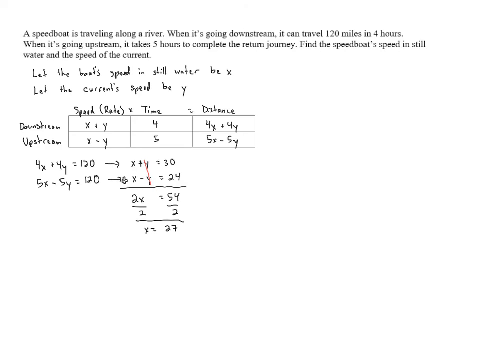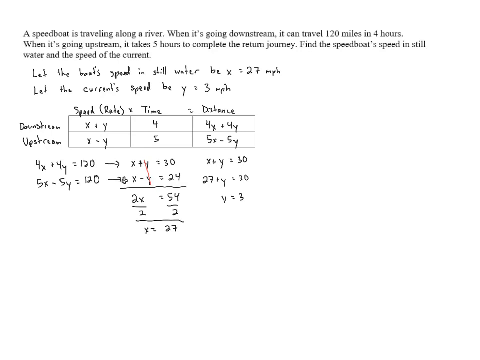Now to figure out y, we can substitute this into any of the equations we have already. I'm going to substitute it into x plus y equals 30. That gives us 27 plus y equals 30. And when we subtract 27 from both sides, we get y equals 3. So we go back to our let statements now. The boat speed in still water was x, which we can see is 27 miles per hour. The current speed was y, which was 3 miles per hour.